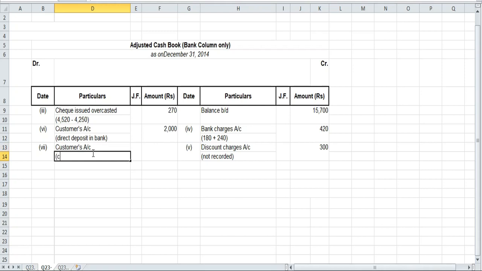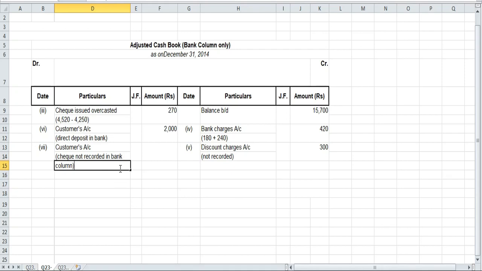Check not recorded in bank column. If you see here, we have the bank column, and the deposit has to be recorded in the bank column, not recorded in bank column.